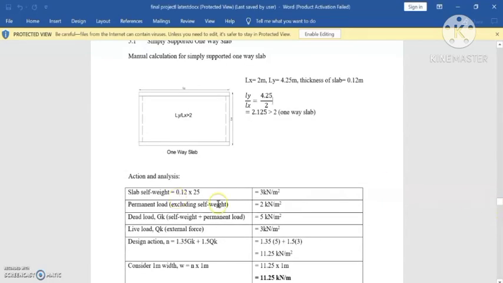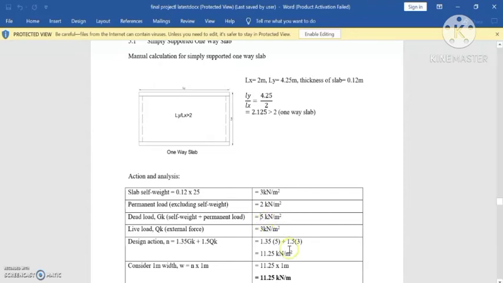And then we see here the self-weight of the slab. When we do the self-weight, we must know the thickness. The thickness from here we take as 0.12, and 25 is the unit weight of the concrete. Then we need to make sure what the permanent load is. Permanent load means the finishes, floor tiles and so on. It does not include, it must exclude, the self-weight of the slab.